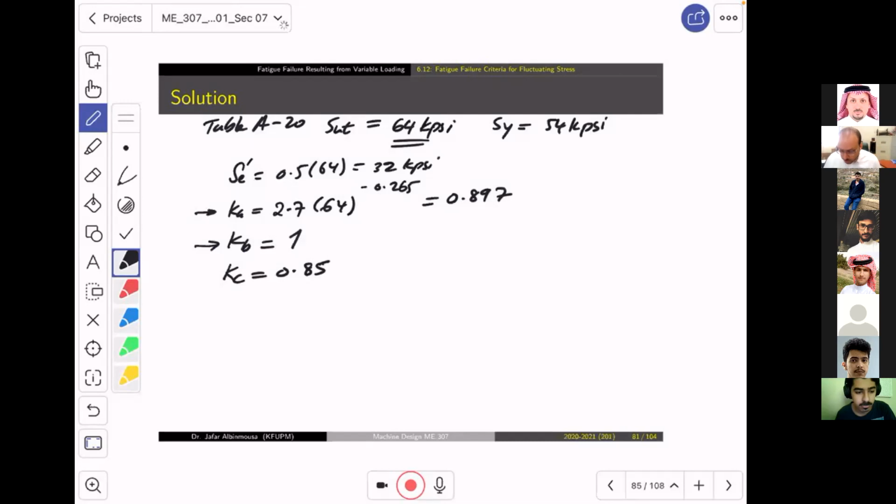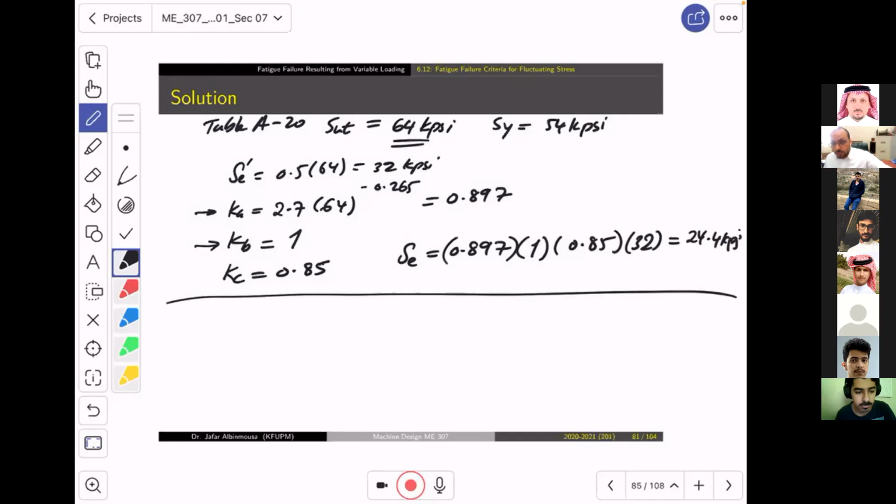So what we are going to get is SE, the corrected endurance limit, as 0.897 multiplied by 1, which is KB, multiplied by 0.85, which is KC, multiplied by SE prime, which is 32. And what did we get? We get 24.4 kbsi. Good, ya shabab. Now we are done. Now, what we are going to do then is go to the notches. First, to the fillet. Now here you need to be very organized.